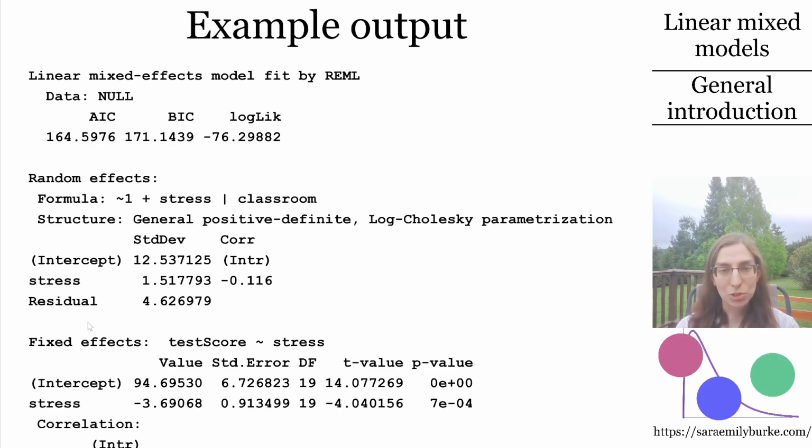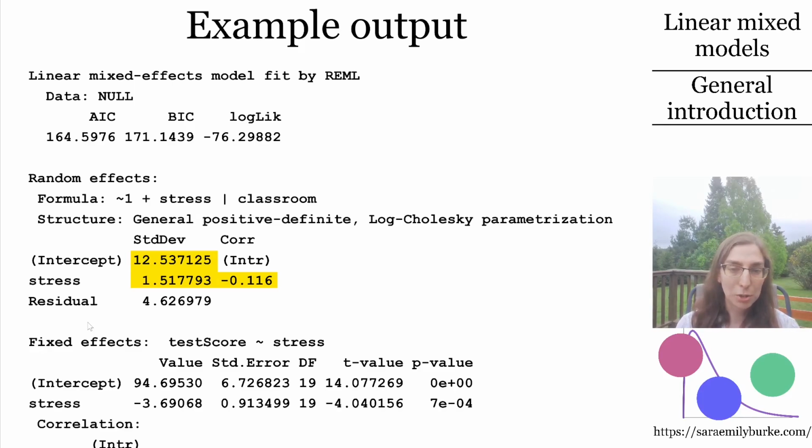The first major section is called random effects, and it describes the random terms in the model. In this case, we asked for a random intercept and a random slope of stress, so those are the two random terms. We get a standard deviation for each one, indicating how much variability there was. We also get the correlation between the random slope and the random intercept. This correlation addresses the question, do classrooms with higher test scores also show stronger relationships between stress and test scores?